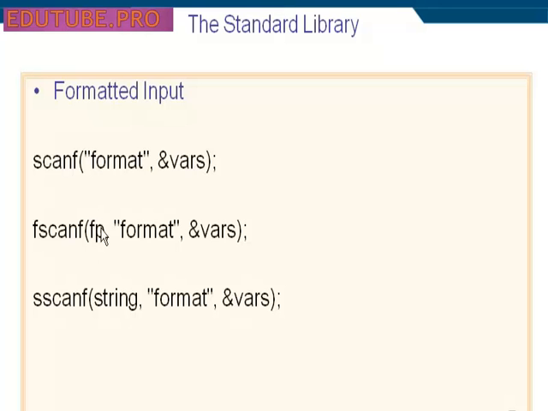fscanf does the same thing using a file pointer instead of standard in, and sscanf reads a string, reformats it according to the format string, or plucks things out of it and puts those little items into these particular variables.